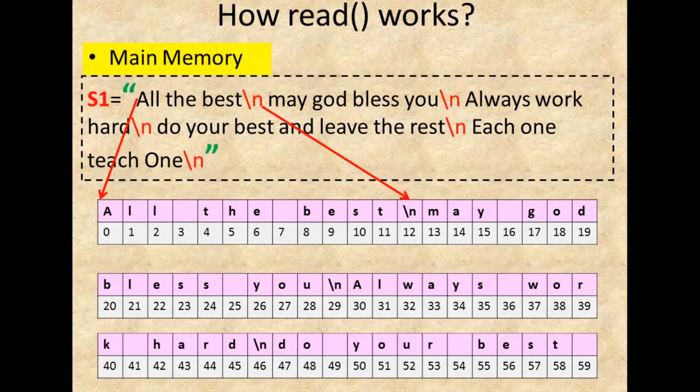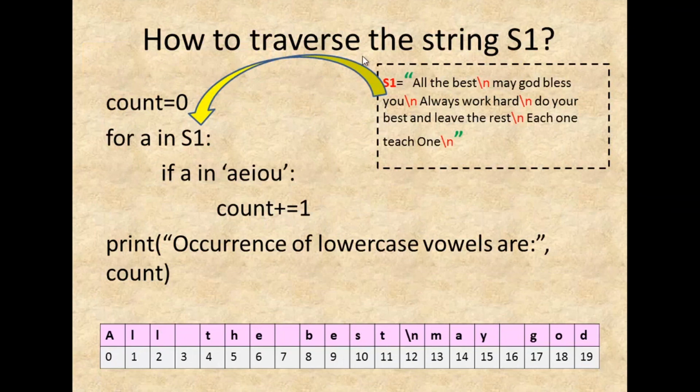Now the data is in S1, and when you try to visualize how the data is present in the memory, the data is organized in this form where each alphabet in that string is stored at a different index number. So what we are going to do is go from one letter to the other, and then check whether it is a vowel or not. So the next task is to traverse through this entire string and check whether the given character which we are comparing is a vowel in small case or not.